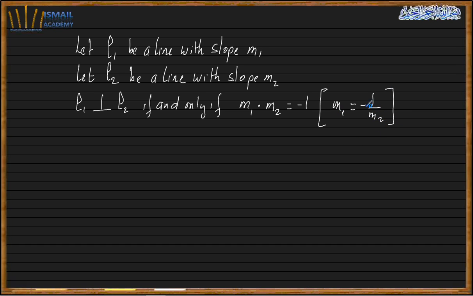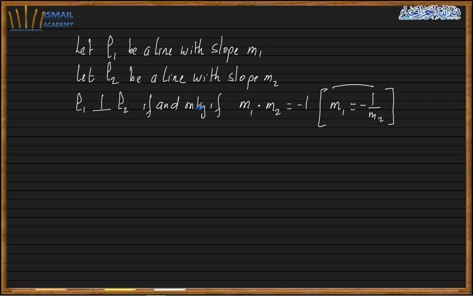Either M1 equals -1 over M2, or M2 equals -1 over M1, is the same thing. So it is the same idea. Most of the time we use this notation if one of the slopes is given to us. In that case, to find the other slope, I just make -1 over the given slope to get the other one. Either M1 or M2 is your choice.